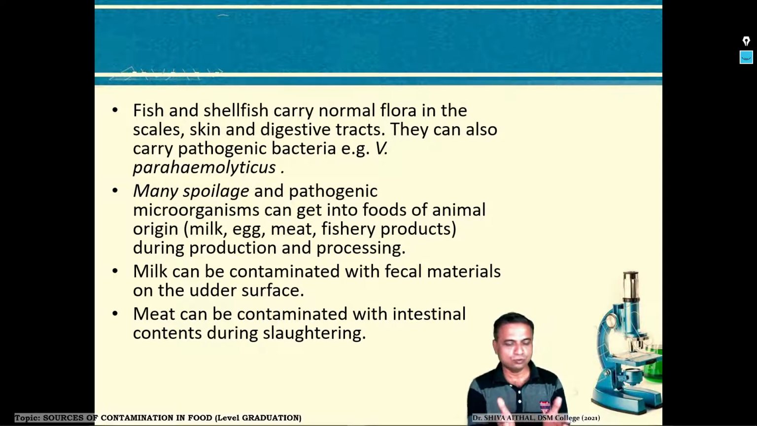You have to understand two different things. Spoilage of the food is also non-desirable, and if pathogens develop, they will go inside our body. They are also not desirable. They can get into the foods of animal origin like milk, egg, meat, fishery products during production and processing. Milk can be contaminated with fecal material or from the udder surface. This we will study in detail in the last unit.